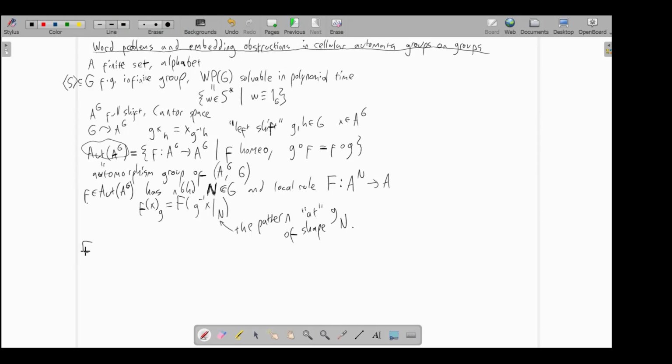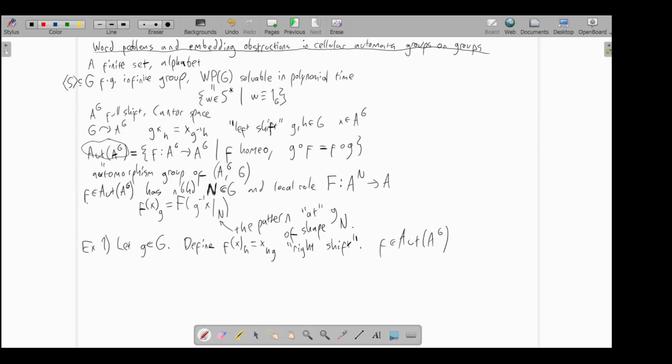And then I wanted to give a few examples of cellular automata. So first, a sort of trivial example. Let G be in G, and then we define F as follows. The new symbol at H is just copied from HG. Because we are supposed to commute with the left shift, if you copy from the right, you will commute with the left shift. So this is the right shift. Okay, so that's an example of an element of the automorphism group of A to the G.